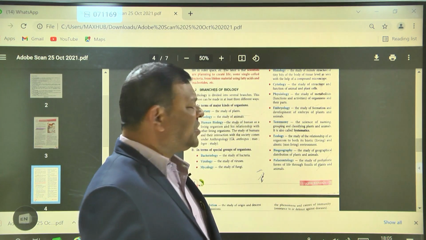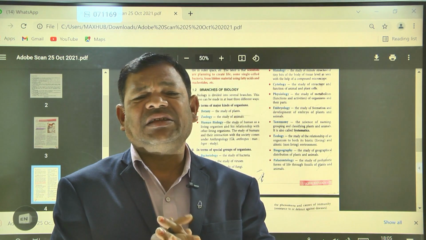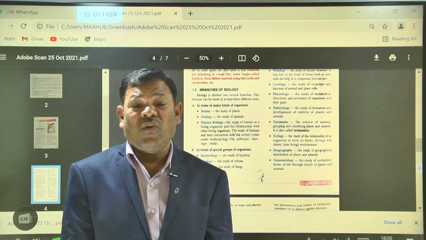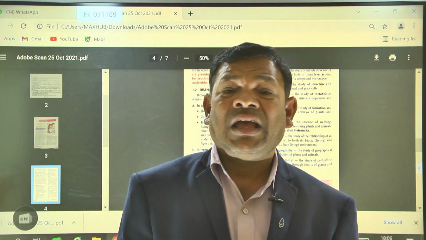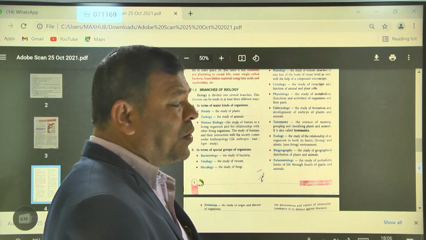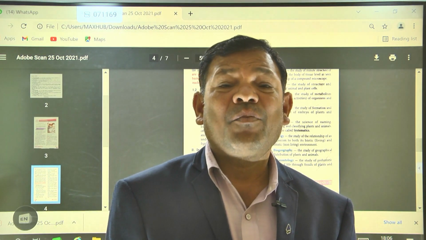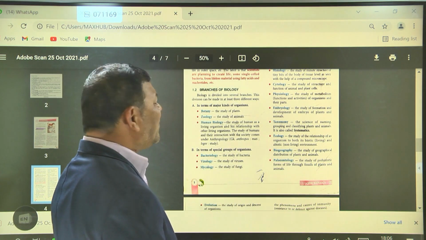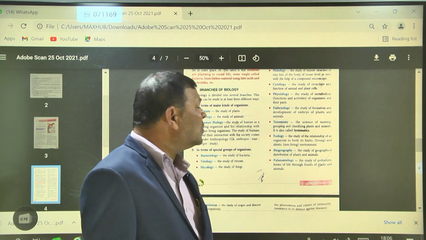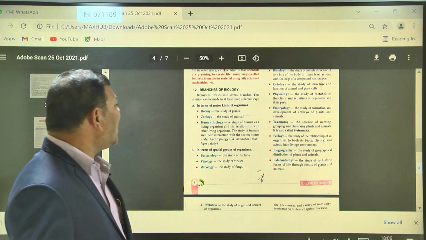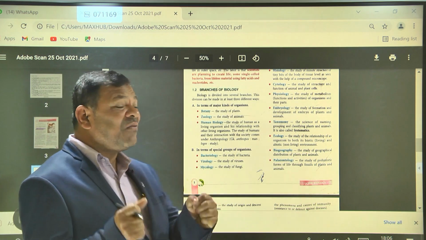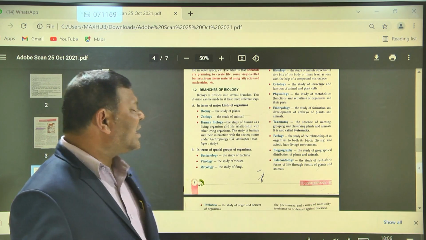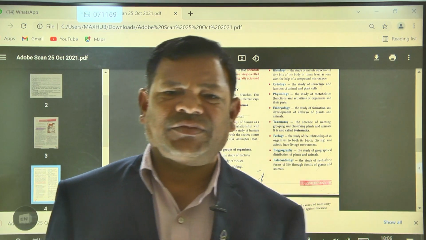Here, especially the branches of biology. What branches are present in biology? The topic is the branches of biology. Biology is divided into several branches. This division can be made in at least 3 different ways. First is in terms of the major kinds of organisms.